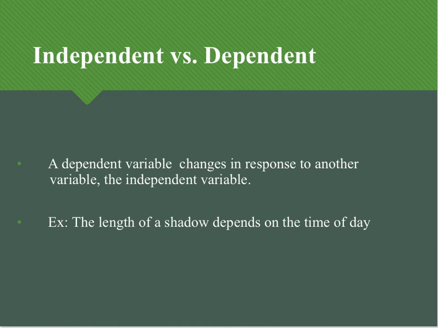Here's another quick example of a dependent and an independent variable. Remember, the dependent variable changes in response to another variable, which is called the independent variable. Here's another example. The length of the shadow depends on the time of day. So your time of day is your independent. And the length of the shadow is the dependent, because it depends on the time of day.